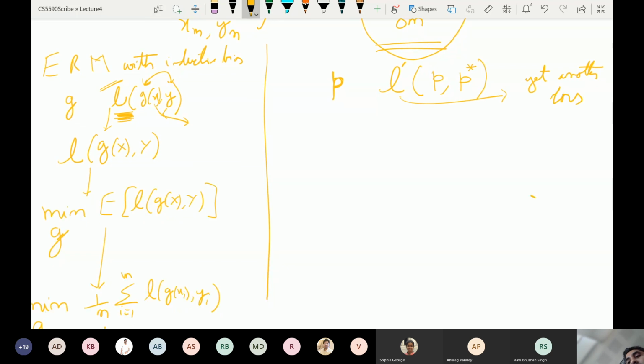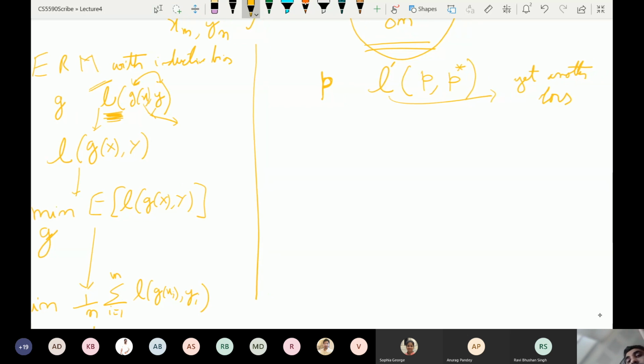Okay, so what does the usual loss function do? It will tell me how close g of x and y are, or in general it will tell me how close two outputs are. Whereas this one takes as input two distributions. It does not take function evaluations. It takes two distributions and says how close they are.